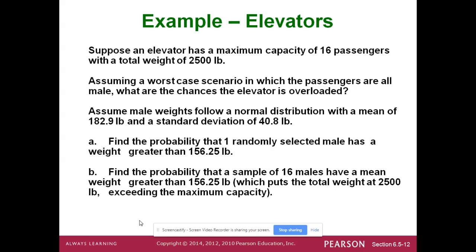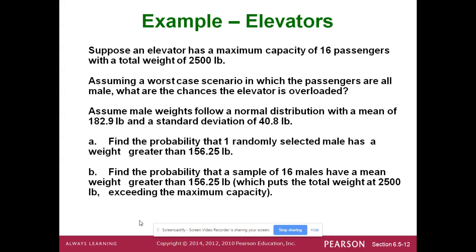Assume male weights follow a normal distribution. So they're telling us male weights follow a normal distribution with a mean of 182.9 and a standard deviation of 40.8. So we've gotten the information from the problem that it's a normal distribution, has a population mean and a standard deviation for the population. Okay? It says find the probability that one randomly selected male has a weight greater than 156.25 pounds.